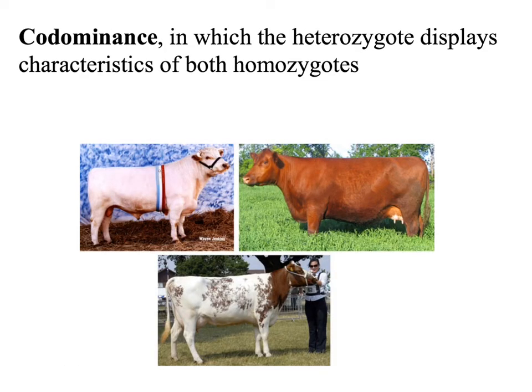Another case is codominance. This is when the heterozygote displays characteristics of both homozygotes. This means that both alleles are equally dominant and both will show up in the heterozygote. So in this case, with these cows, we have a homozygous white cow, a homozygous brown cow, and in the heterozygote, we see both brown and white spots.